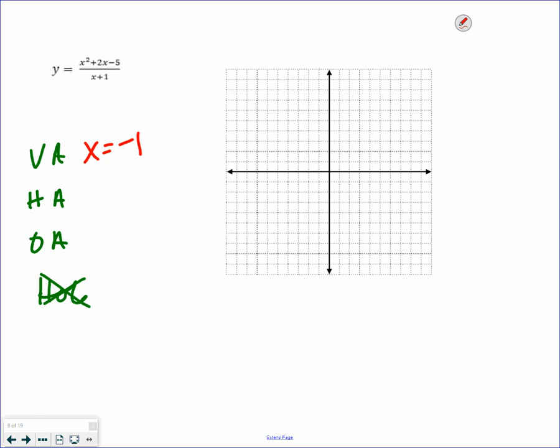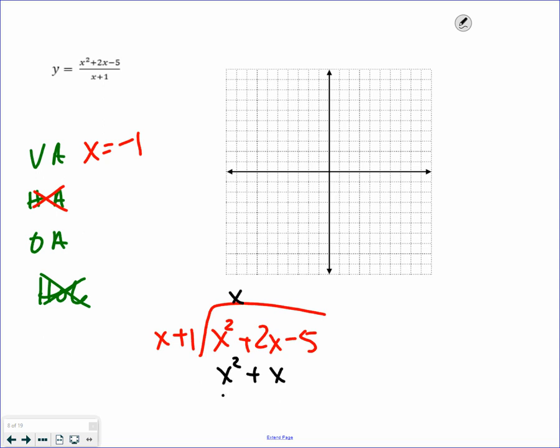Since the degree of the top is larger than the bottom, there's an oblique. How do you get the oblique asymptote? Long division. This only occurs when the degree of the top is larger than the degree of the bottom. Now, going back to first semester long division, what value goes into the first one? So x goes into x squared x times. x times x gets you x squared. x times 1 gets you +1x. Change the signs because you're subtracting and pull down the next one.